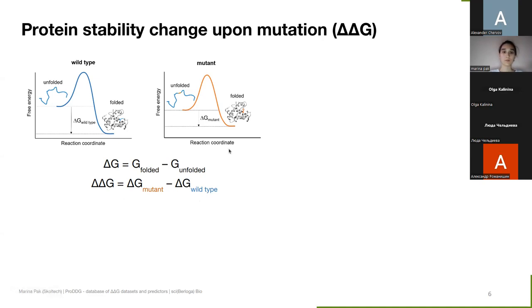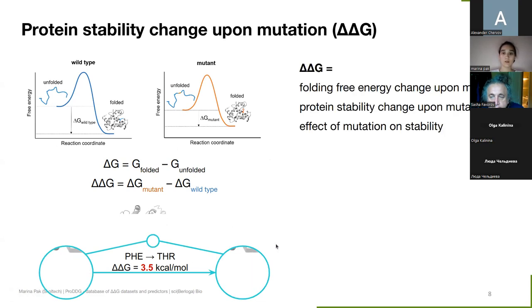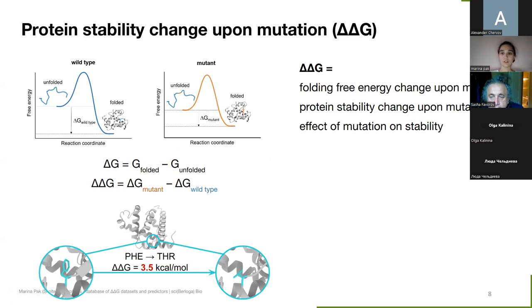And from the plot that is depicted here, you can see that the stability of the mutant is actually smaller than the stability of the wild type protein. And that's why when we subtract the less negative value from the more negative value, we get a positive value. So delta-delta-G will be positive in this particular case, and that will denote destabilization, because stability dropped upon mutation. So yes, like this in the example below. Summarizing, delta-delta-G, or the folding free energy change upon mutation, or protein stability change upon mutation, or in other words, the effect of mutation on protein stability.